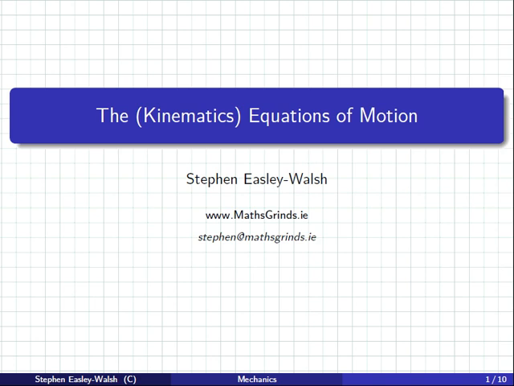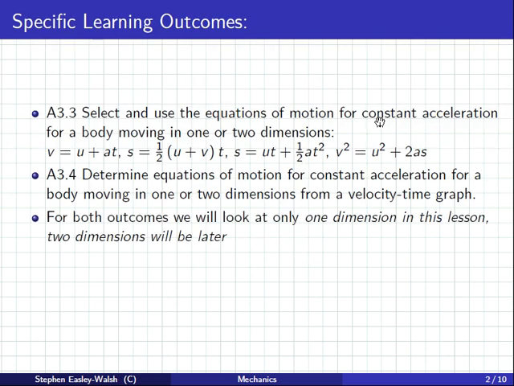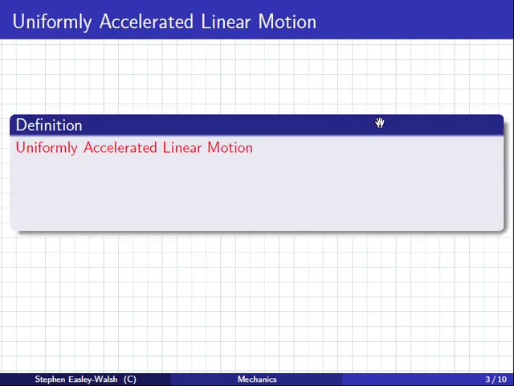Alright, continue? Yes. So, a few equations to look at. Anyways, uniformly accelerated linear motion, what does that mean? Well, I think you all know the word uniformly. What does that mean? Constant. And accelerated, constant acceleration. So this means the acceleration is not changing.